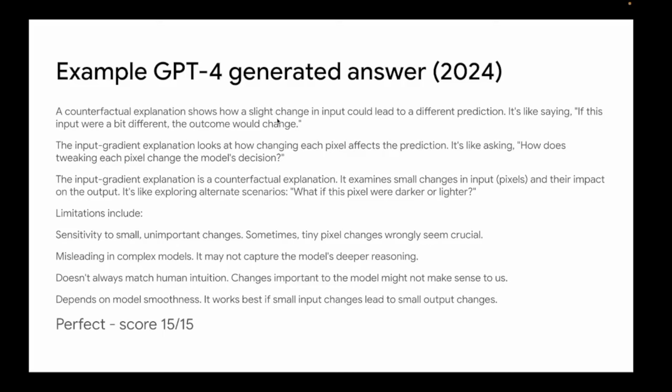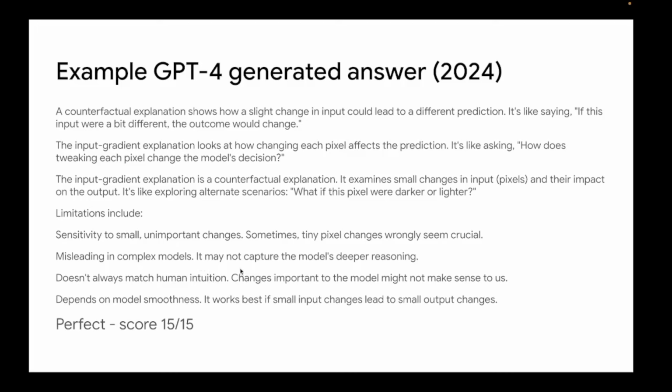And then it gives an answer to each question correctly. So counterfactual explanation shows how a slight change in input could lead to a different prediction. It's like saying if this input were a bit different, the outcome would change. That sounds good. Input gradient explanation looks at how changing each pixel affects the prediction. Yeah, so that's a nice extension of the previous definition of counterfactual explanation to input gradient. And then it explains again how input gradient explanation is a good instantiation of counterfactual explanation by applying the definition here to the question, right? That's great. And it talks about the limitations, like who cares about these small changes, right? That's the first item. Also, in complex models, just looking at the input changes will not capture the deeper reasoning of the model. It doesn't always match human intuition.